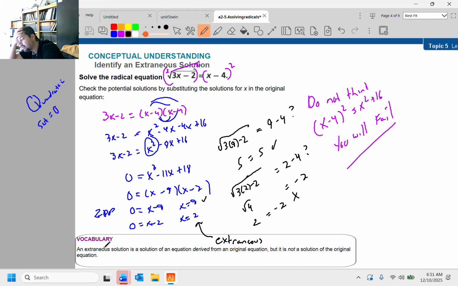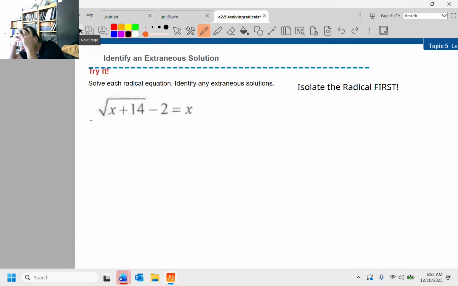The definition for extraneous down here is a solution of an equation derived from the original equation, but is not a solution of the original equation. So, know how to find an extraneous solution. Solve each radical, identify any extraneous solutions, and you're going to isolate the radical first.